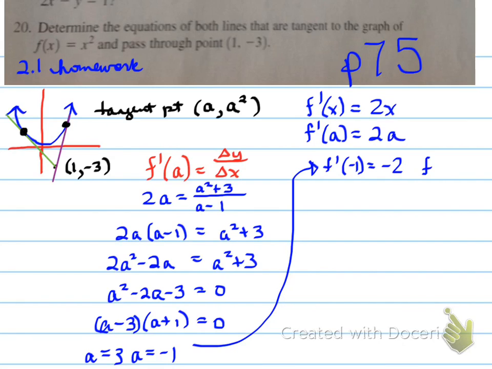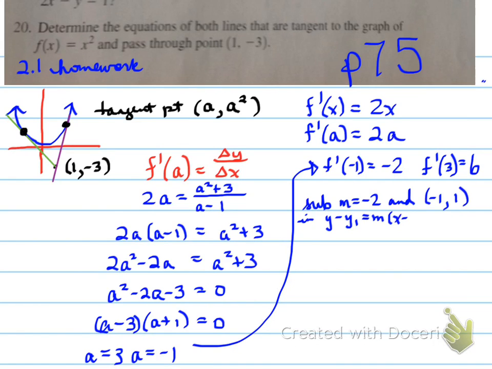So the slope is equal to -2. And the slope at 3 is 6. So we're going to sub the slope of -2 and the coordinates (-1, 1), since the square is 1, into our y minus y1 formula. So that's our equation of a line formula, folks. We plug it in, just like we did in Unit 1.